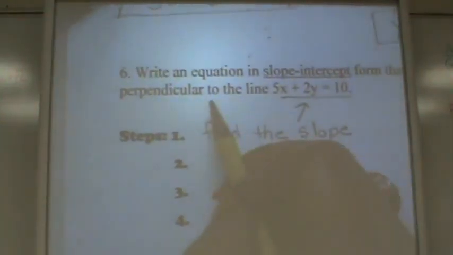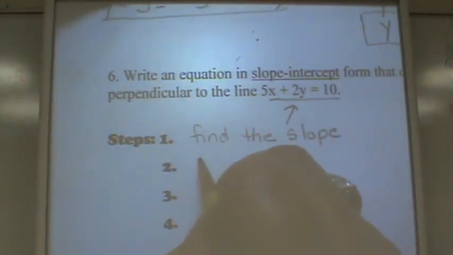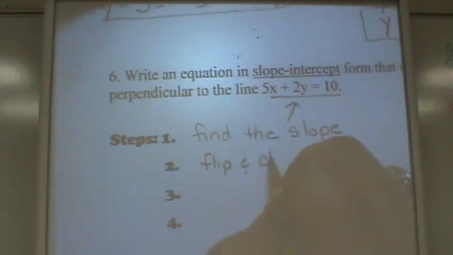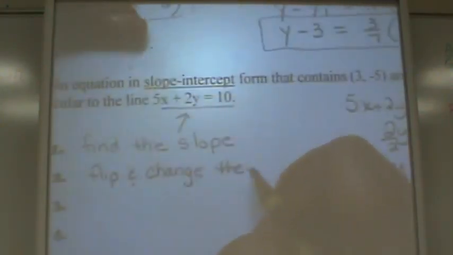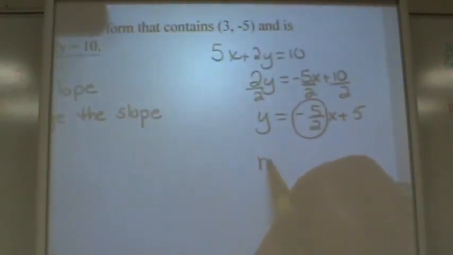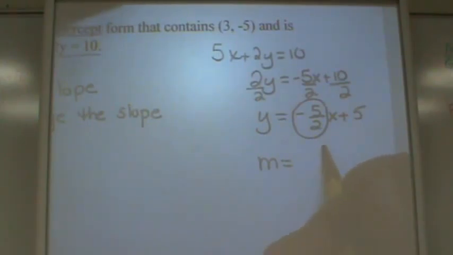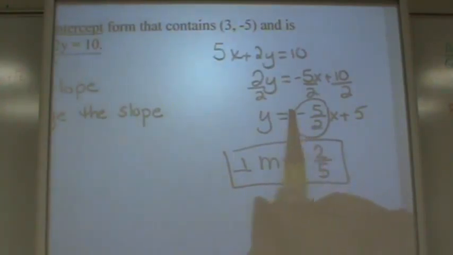But according to our problem, we want it to be perpendicular. So we're going to flip and change the slope. What do we want the slope to be? We're going to flip it and change the sign. So instead of negative, it's going to be positive. So the perpendicular slope I need is 2/5, positive.